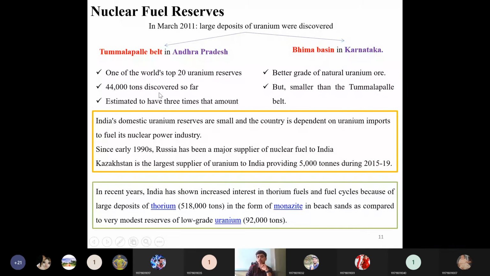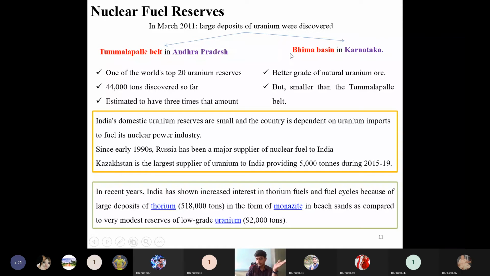So around 44,000 tons discovered so far. So far, whatever exploration they have done has been estimated at 44,000 tons discovered so far. And they are expecting three times more than this capacity. They are assuming that. There will be a huge capacity.